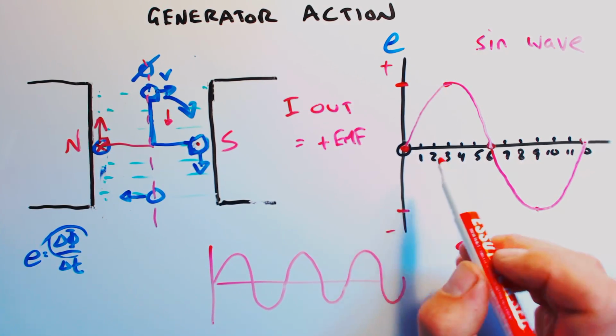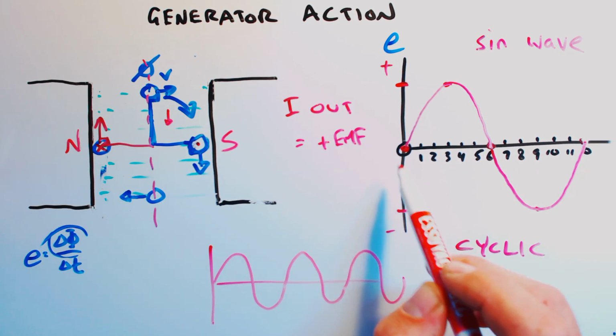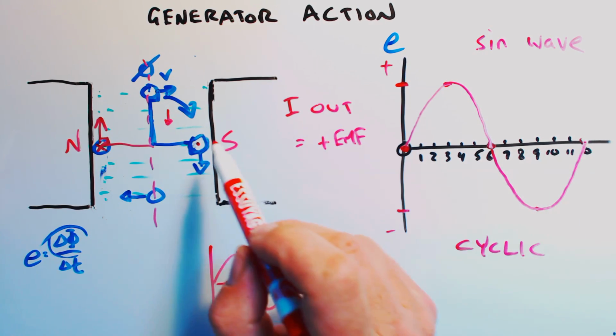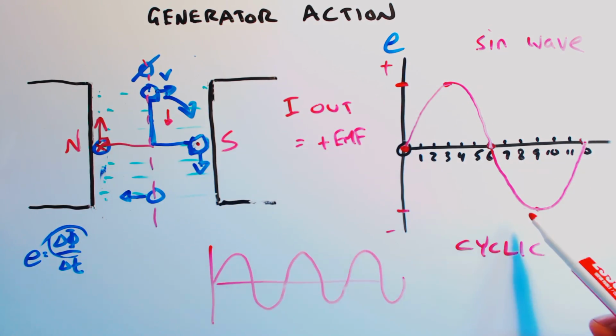So the point of this topic is simply the maximums and the minimums. So we have our minimums at position 0, 6, and 0, or 12, and our maximums at position 3 and position 9.